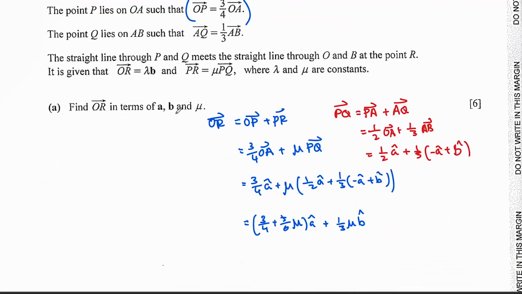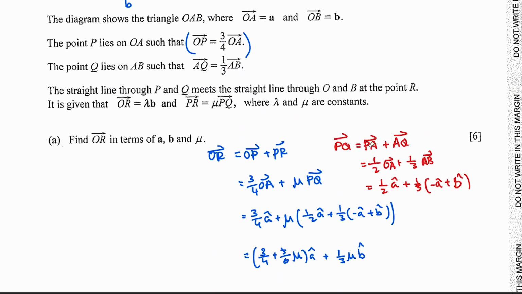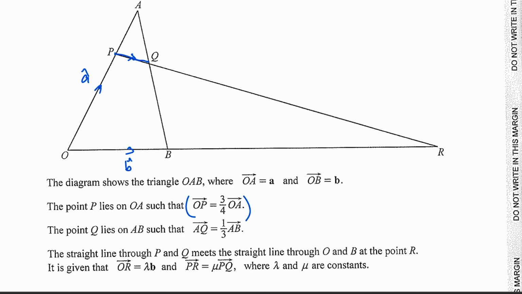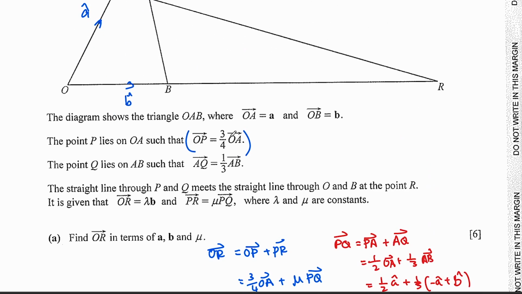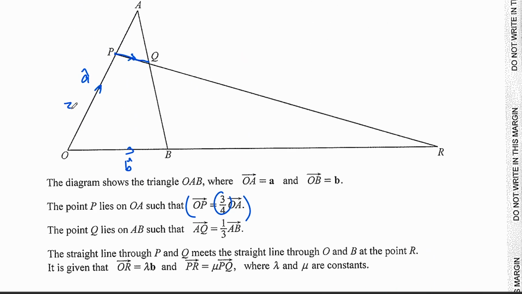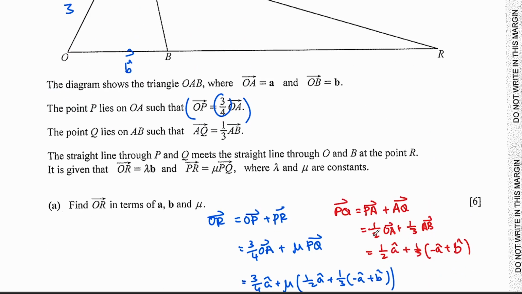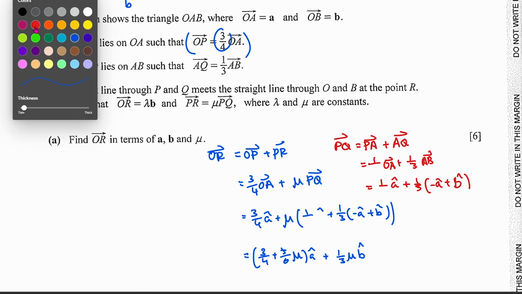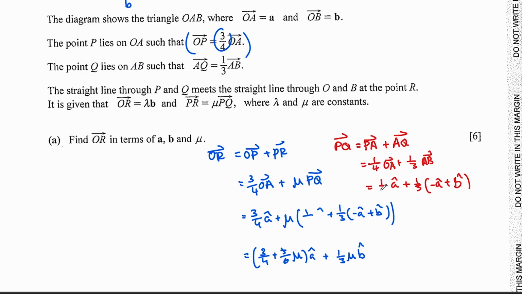Now I believe I made a mistake here in my PA. So PA is actually 1/4. So from O to P, that is 3/4. So here is 3 and here is 1. So this should actually be 1/4 and 1/4.